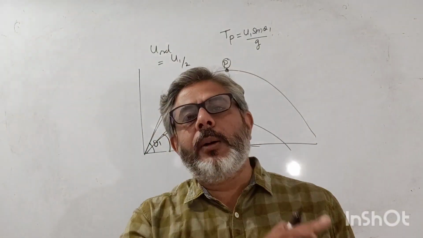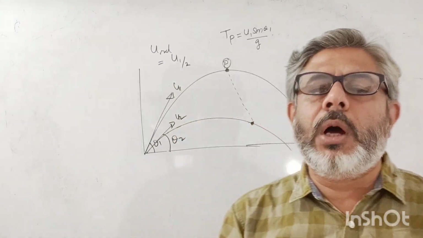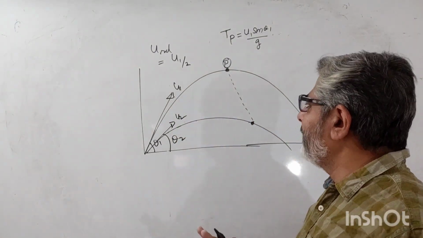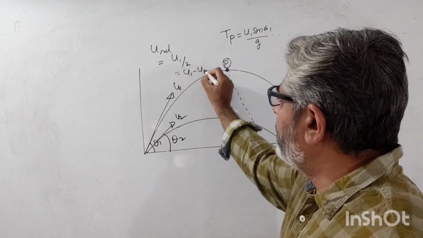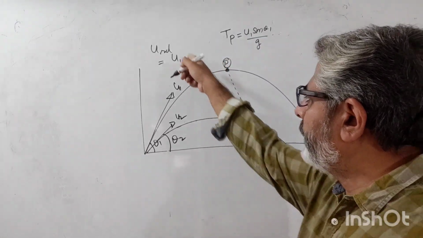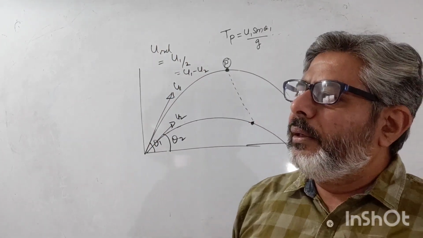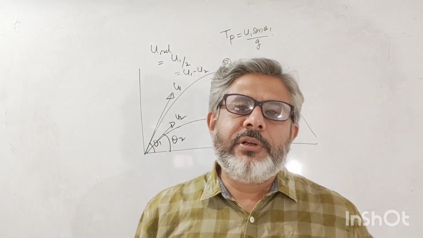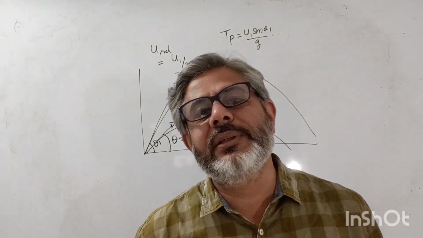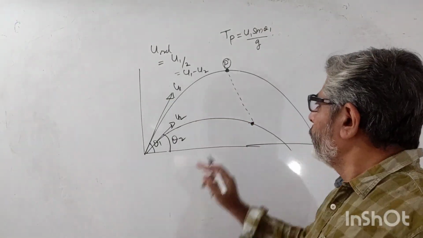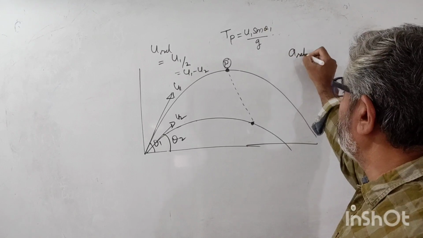Either you can take 1 with respect to 2 or 2 with respect to 1. And essentially what does it mean? It means u1 minus u2. This is relative velocity. And again I'll remind you that when two projectiles are thrown under gravity, their relative acceleration is 0. So in this problem also their relative acceleration is 0.